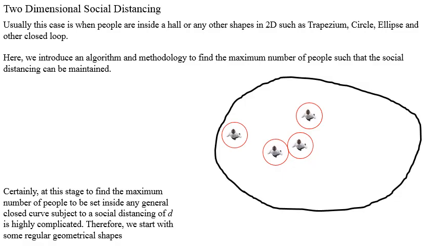For instance, if you look at it here, this is a two-dimensional case. This two-dimensional case is if you have, let us say, a closed loop. Obviously, if you deal with a closed loop like any curve mathematically, the problem is highly complicated. But the idea simply is, if you have a closed loop, what is the maximum number of people you can accommodate within this place so that you do not violate the social distancing rules or guidance?